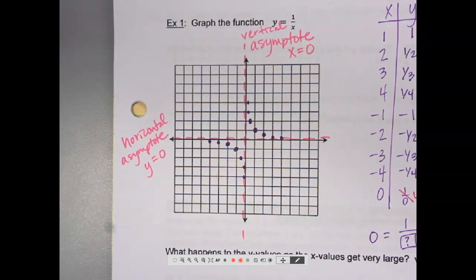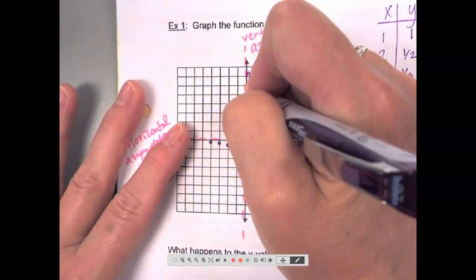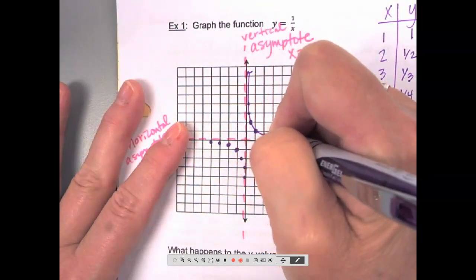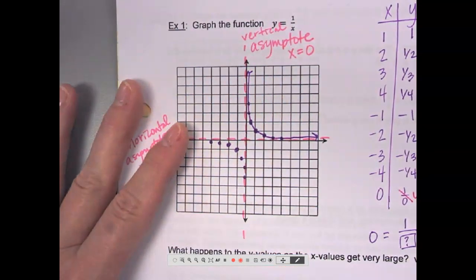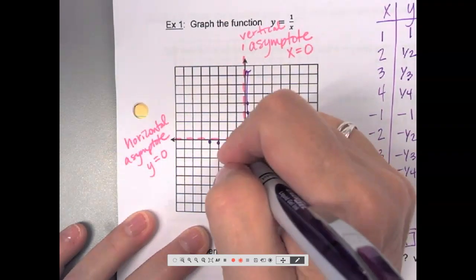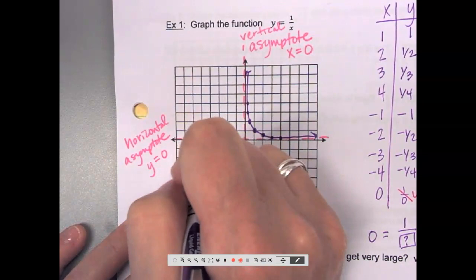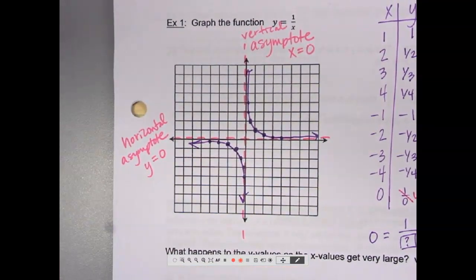Okay, now we plotted those little points, but now let's actually connect them because we still don't have the curve represented. So I'm going to connect these. And all those points are going to stay inside those asymptotes. And the same down here. So I have these two curves bound by these asymptotes, or undefined or not possible values.